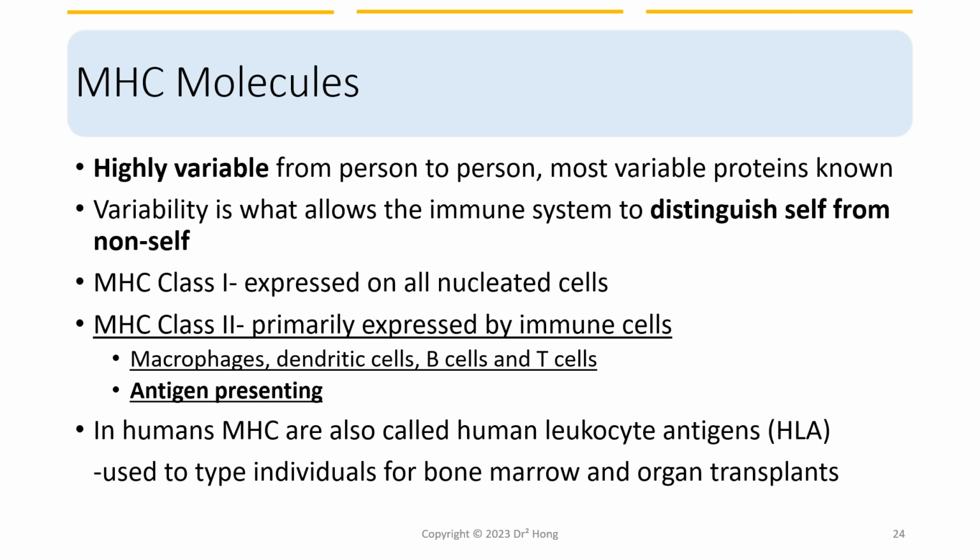And MHC class 2 are primarily expressed by immune cells, mainly on macrophages, dendritic cells, B cells, and T cells. The main purpose is to present antigen. In human, MHC molecules are also called human leukocyte antigens, or HLA. They are used to distinguish the compatibility of bone marrow and organs during transplants, and more about HLA later when we talk about specific topics related to transplants.